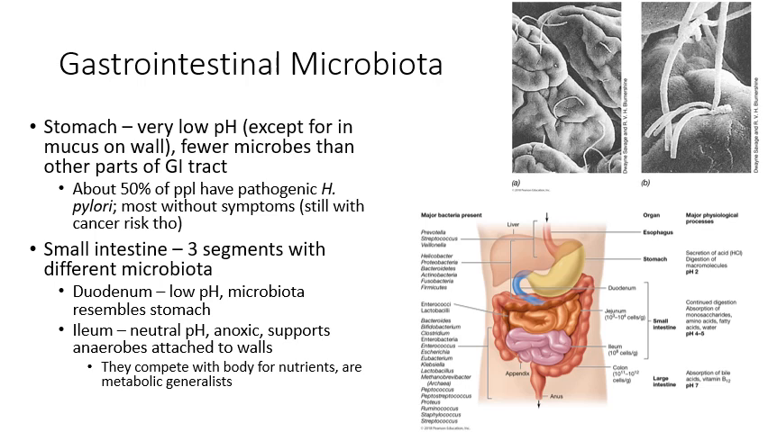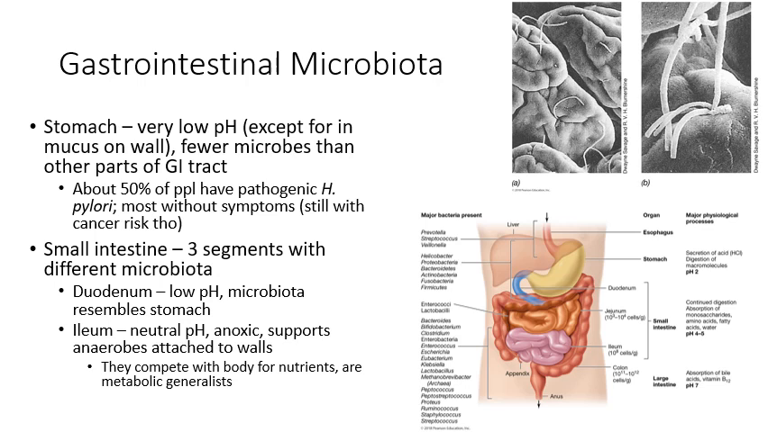After food passes through the stomach, next it enters the small intestine. You have 3 different segments of the small intestine. The first one is the duodenum, then you have the jejunum, and then the ileum is the last segment that leads into the large intestine. So the microbiota for each of those segments is going to be different.